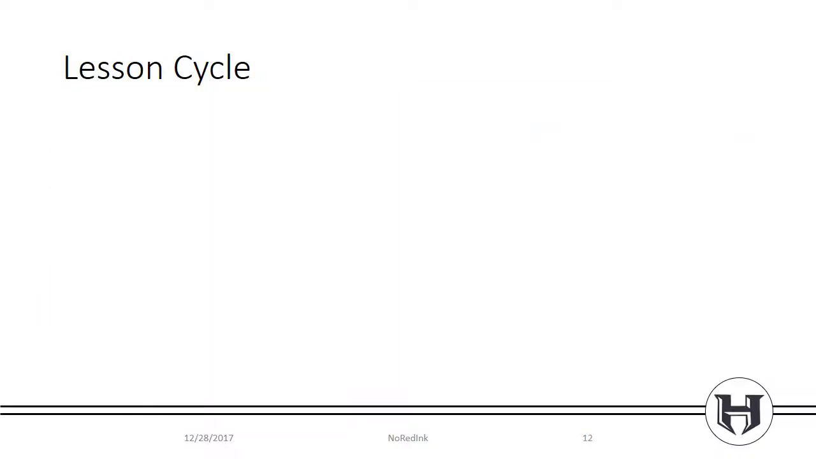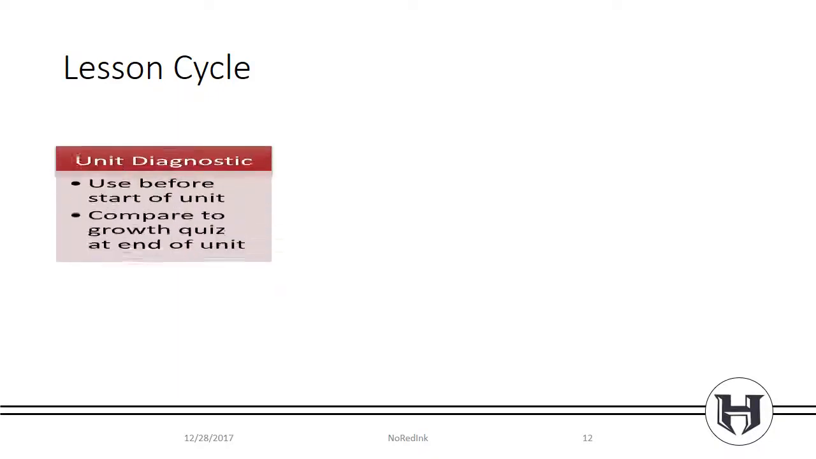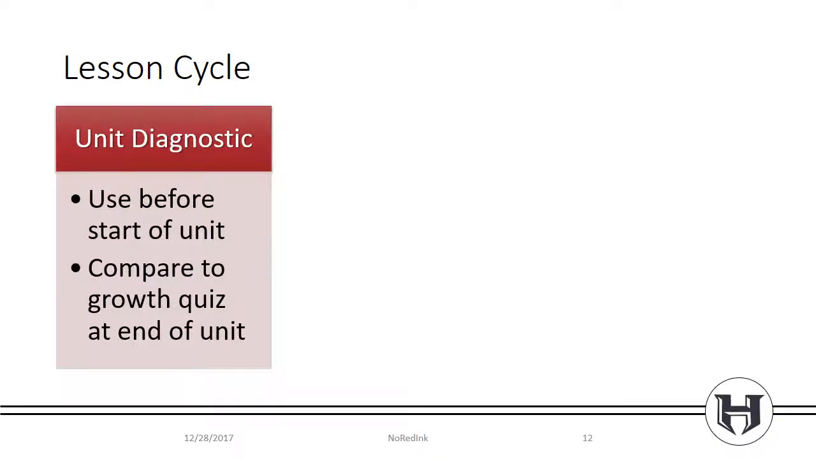Now that you've added classes and added students, it's time to plan a lesson. A lesson cycle consists of 3 parts. Start with a unit diagnostic. This allows you to gauge what your students know and what they need to learn about a topic. It is a pretest used before the unit and can be compared to the growth quiz at the end of the unit to determine exactly how much your students have learned.